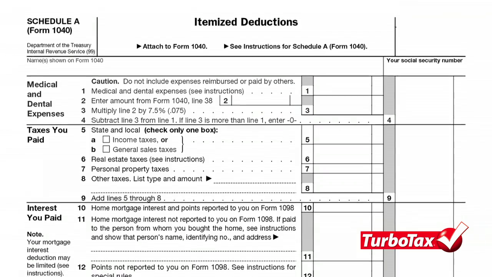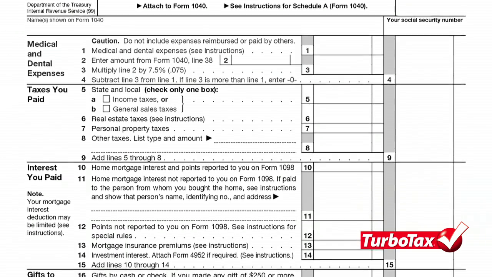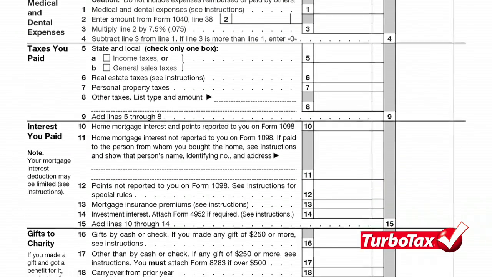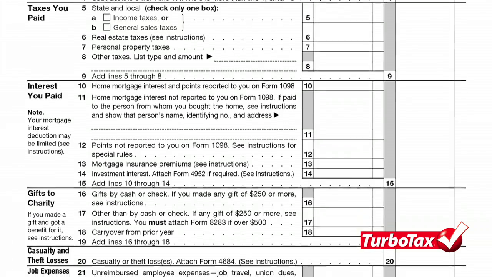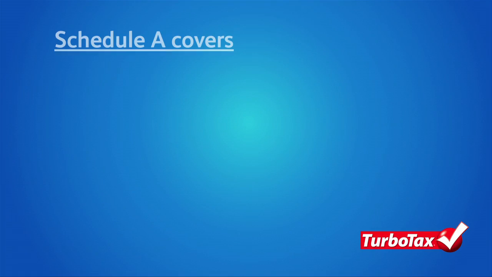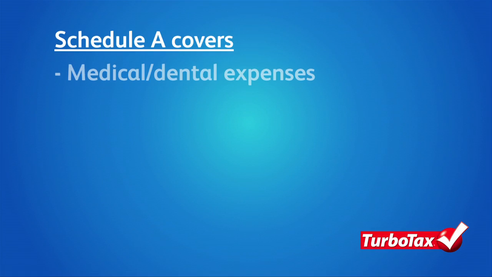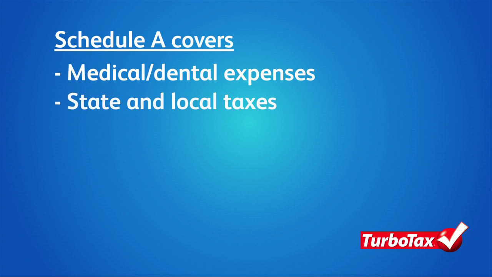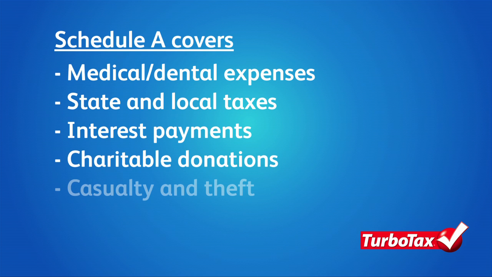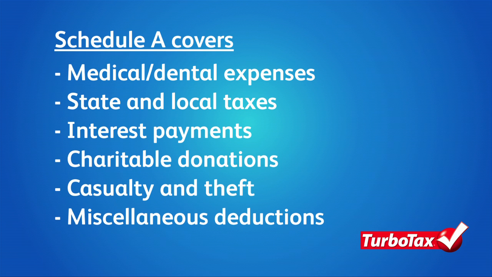The Schedule A form is only 1 page in length and has 7 sections, each of which relates to a different category of itemized deductions. These 7 categories cover medical and dental expenses, state and local taxes, interest payments, such as mortgage and investment interest, charitable donations, casualty and theft losses, and 2 separate categories of miscellaneous deductions.